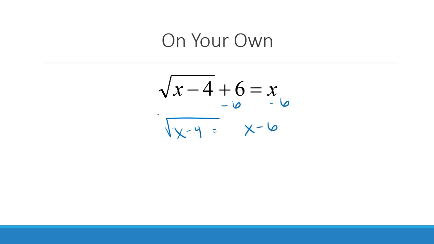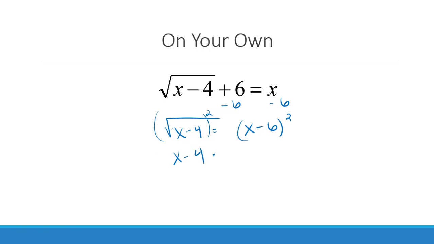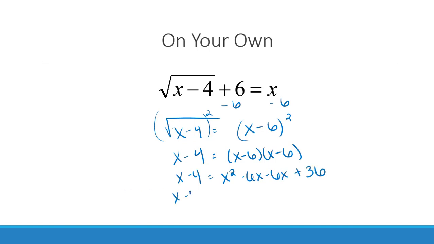I'm going to do that same process like I did in that last one. I'm going to raise both sides to the second power. So this is going to give me x minus 4 is equal to x minus 6 times x minus 6. So x minus 4 is equal to x squared minus 6x, and then plus 36. So this is x minus 4 is equal to x squared minus 12x plus 36.